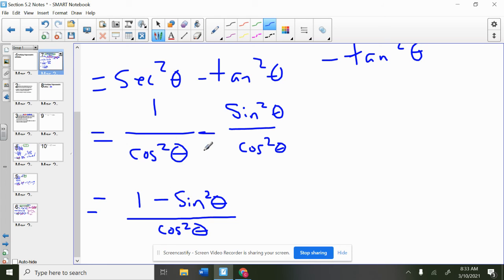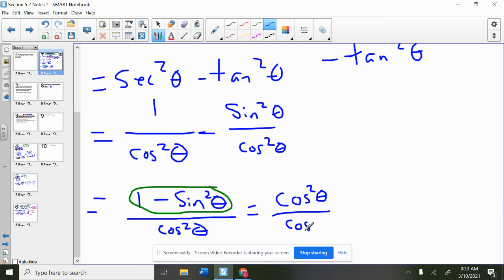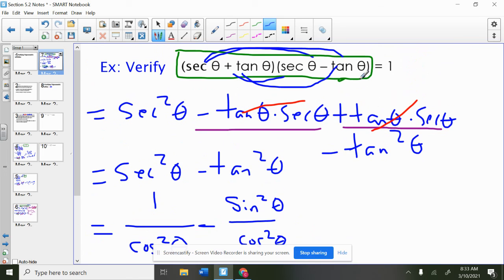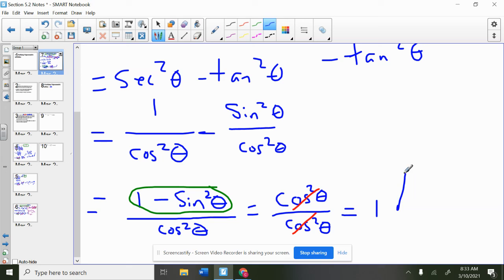So all I'm doing is saying, okay, these are the same denominator, so I write it once, and then 1 minus sine squared. This should look very familiar to you because that's just cosine squared. So I get cosine squared over cosine squared. And think about that. If it's the same thing on top and bottom, that cancels out completely and leaves me with 1. And remember, our final goal was I have to get to 1. So I did. So I am finished.